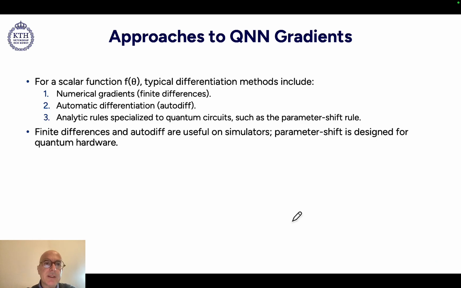There are three basic techniques to calculate gradients in quantum neural networks. The first one is using numerical gradients. The second one is, as in classical neural networks, automatic differentiation. And the third one, which is called the parameter shift rule, is using quantum hardware. Typically, finite difference and autodiff are useful on a simulator. If you want to calculate the gradients on the quantum hardware, then you need to rely on the technique called the parameter shift rule.